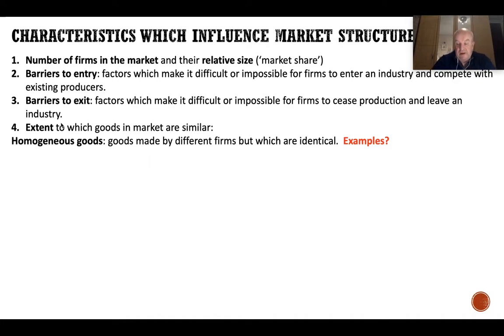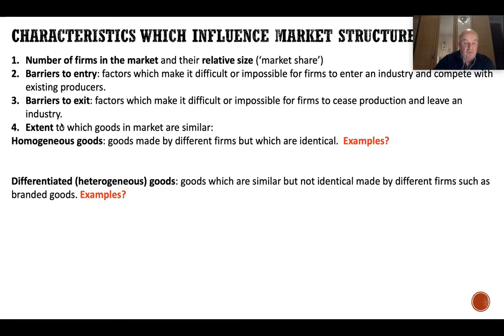There is some space there in your booklet to jot down a few examples, maybe go and do a little bit of research, go and find some examples of homogeneous goods. But the alternative is for goods to be differentiated. So rather than being homogeneous, they're heterogeneous. So effectively, goods might be similar, but they're not identical.